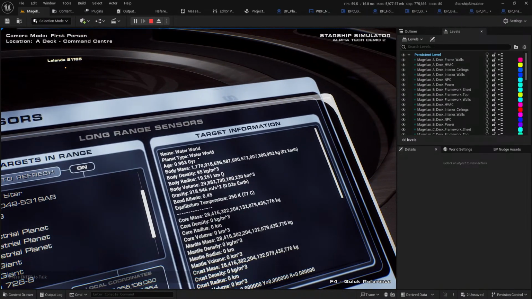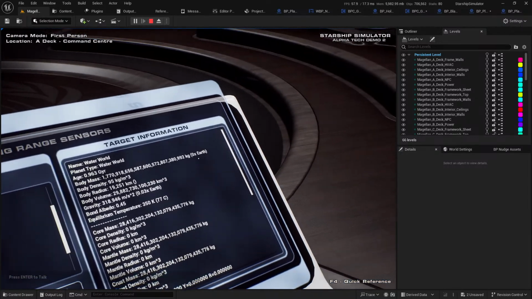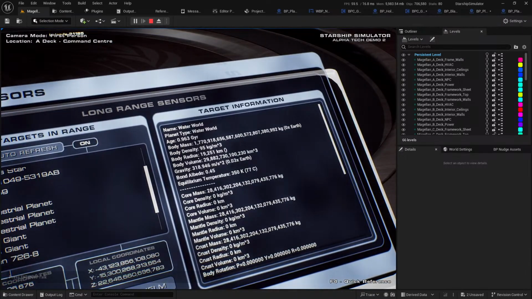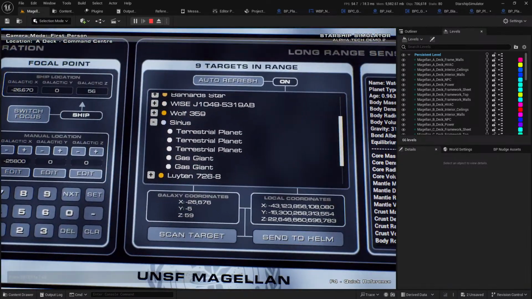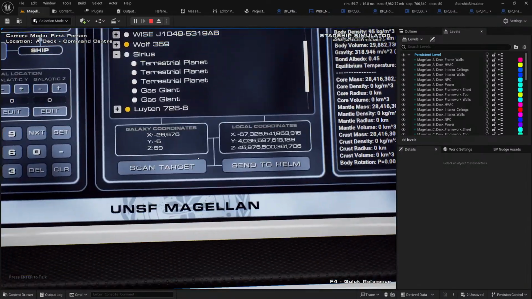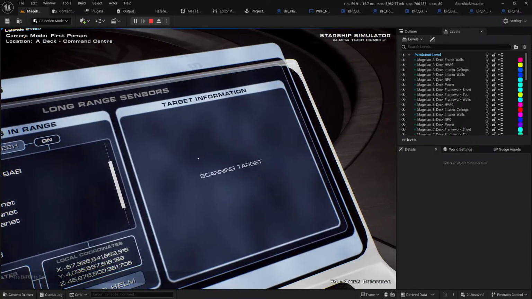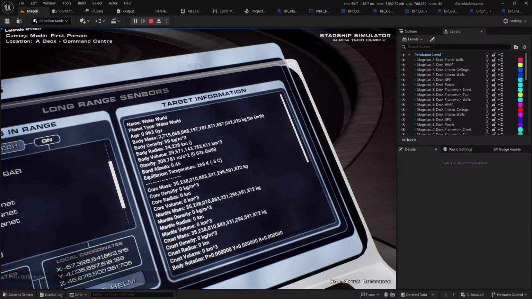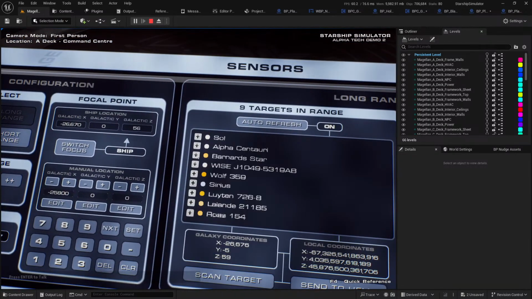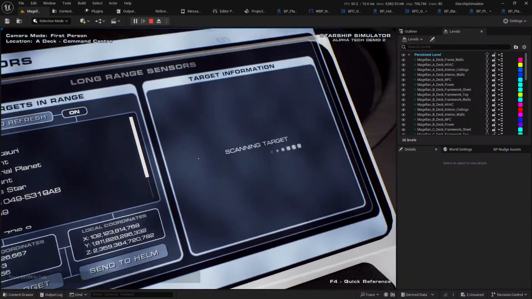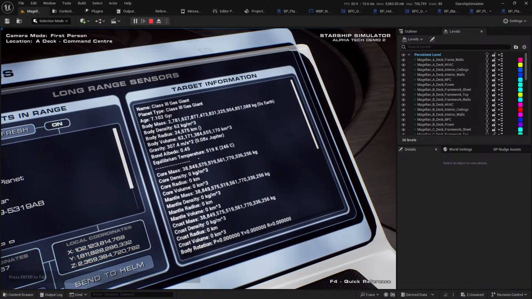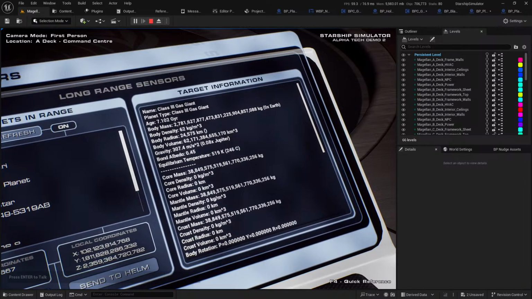Okay, so that one's a water world, which is why it's picked up Earth. That makes sense. So yeah, that's just got itself confused, really. Also, a water world. Interesting. That's more like it.